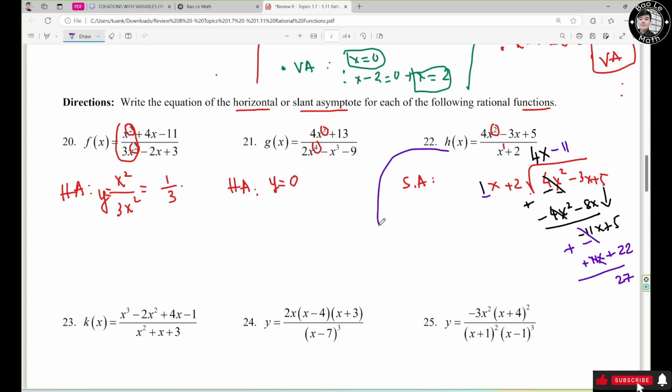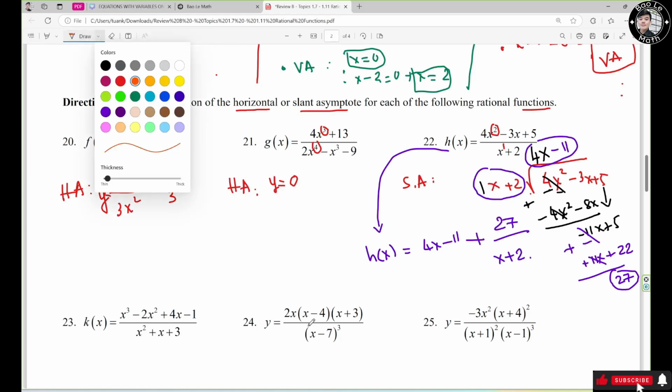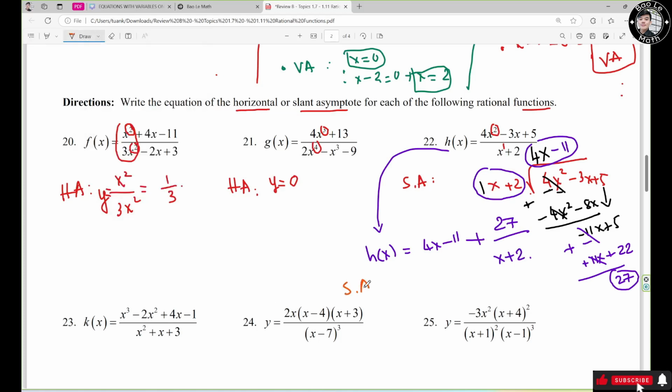So this can be written as h of s equals the quotient right here, 4s minus 11, plus the remainder 27 divided by the divisor, so you need to put the divisor as s plus 2. Finally, the slant asymptote is y equals 4s minus 11, which is the quotient. So keep that in mind.